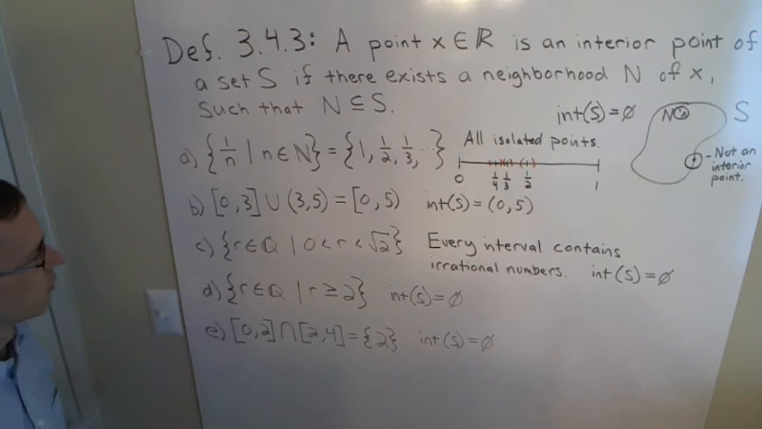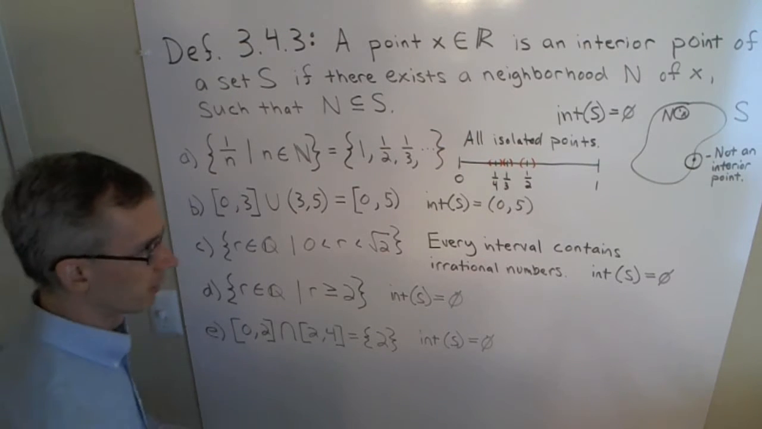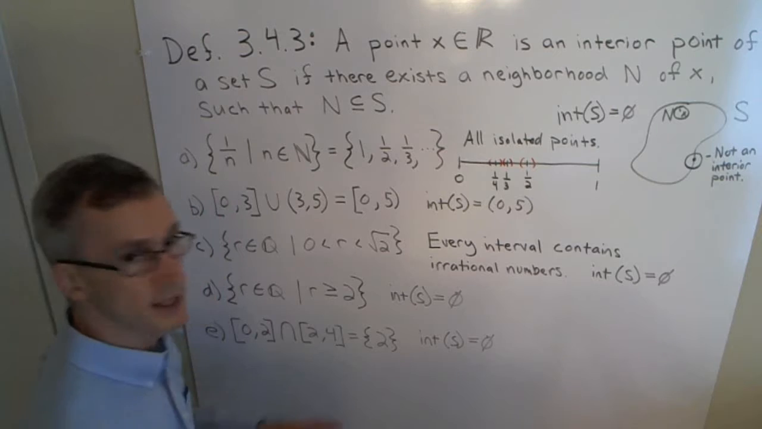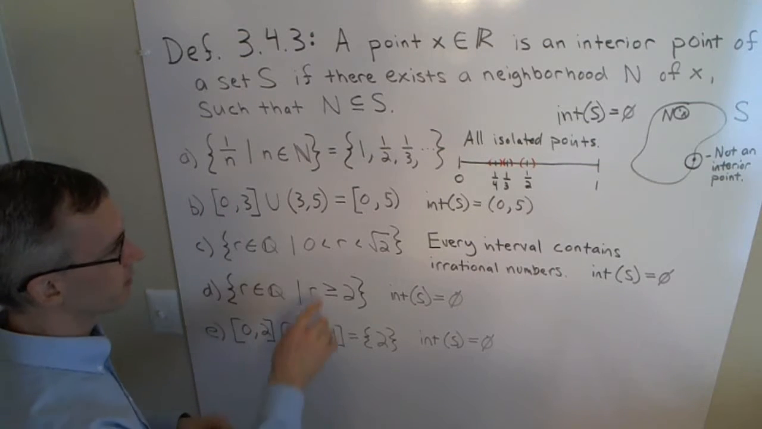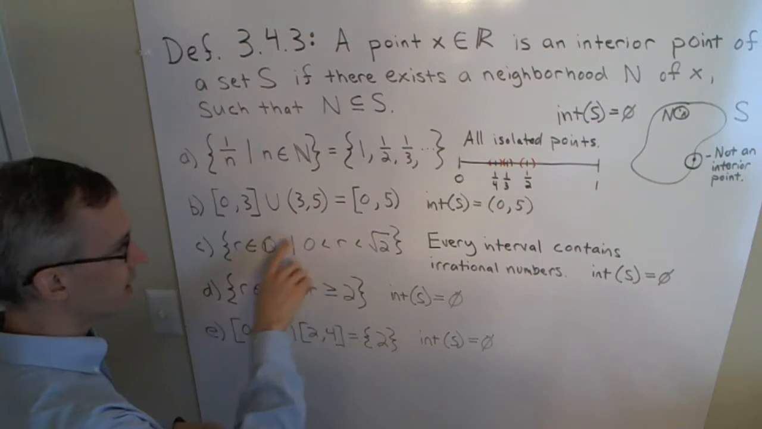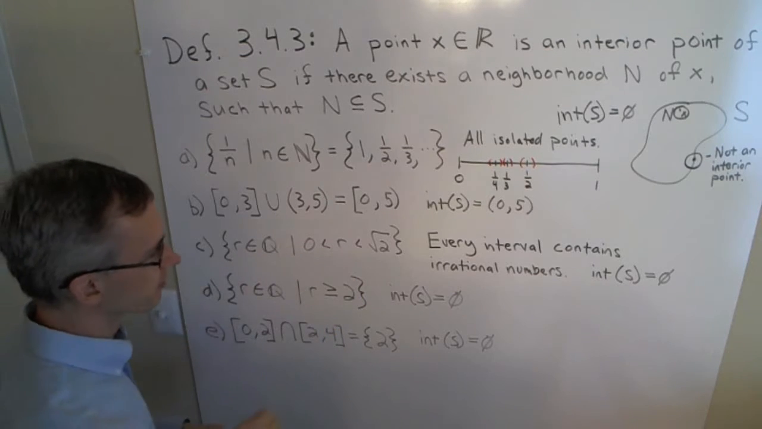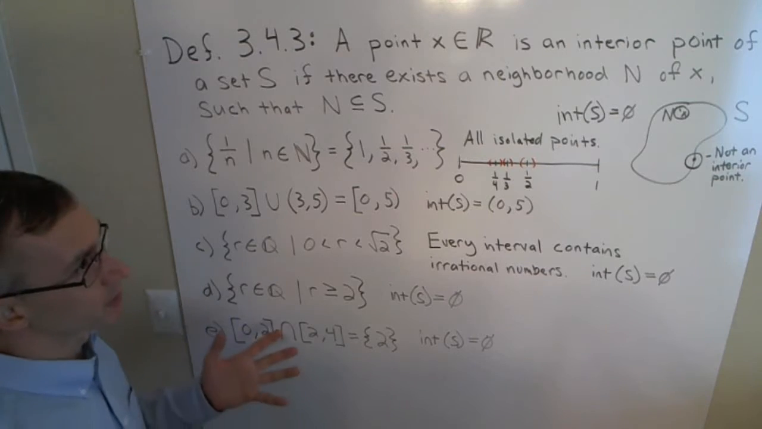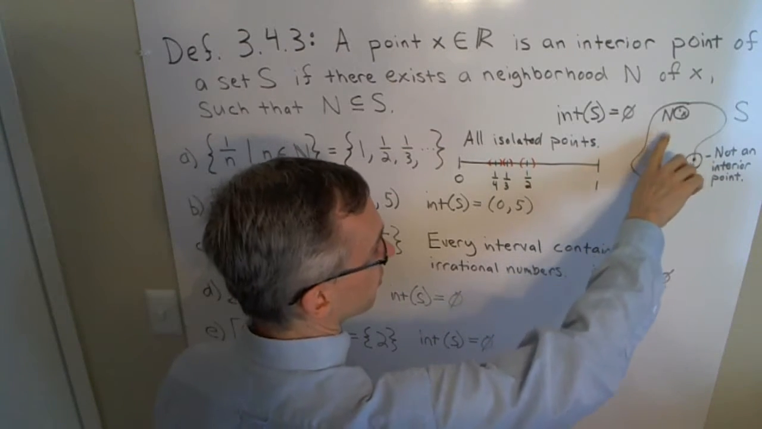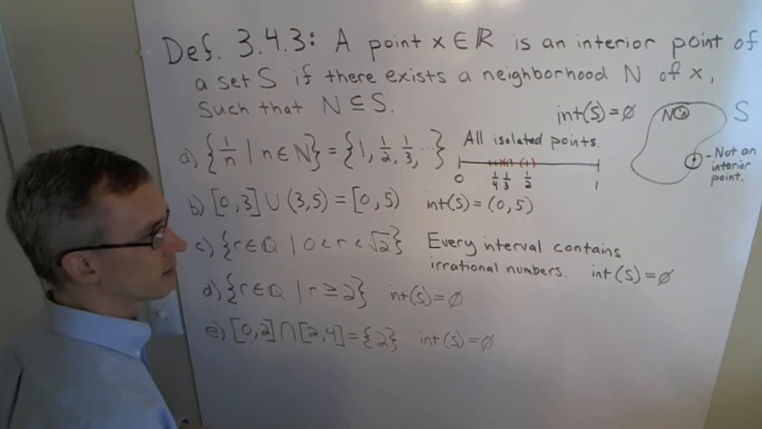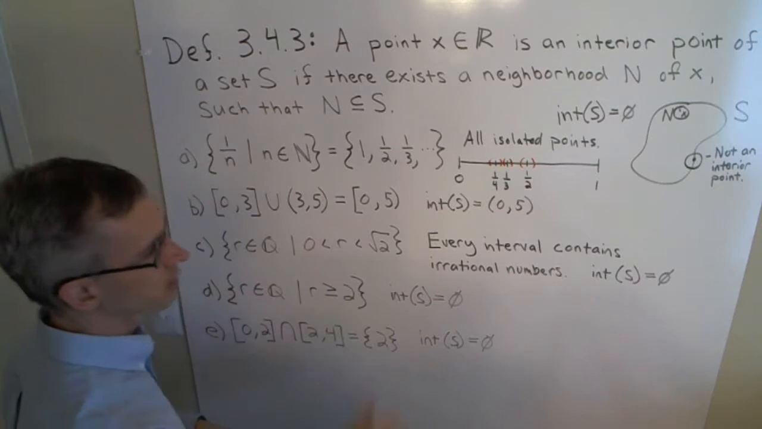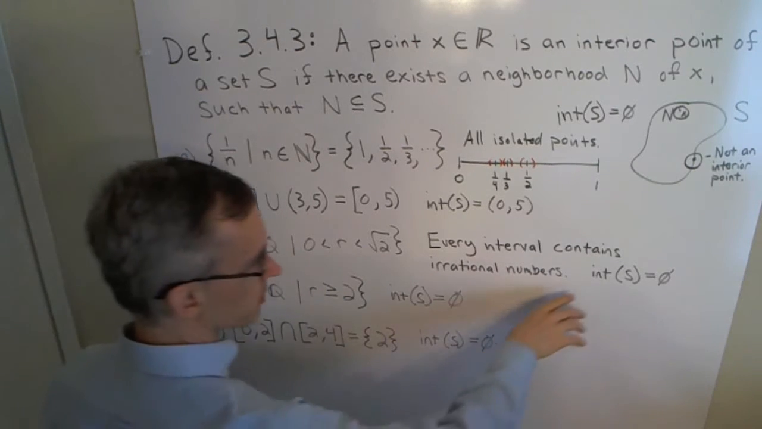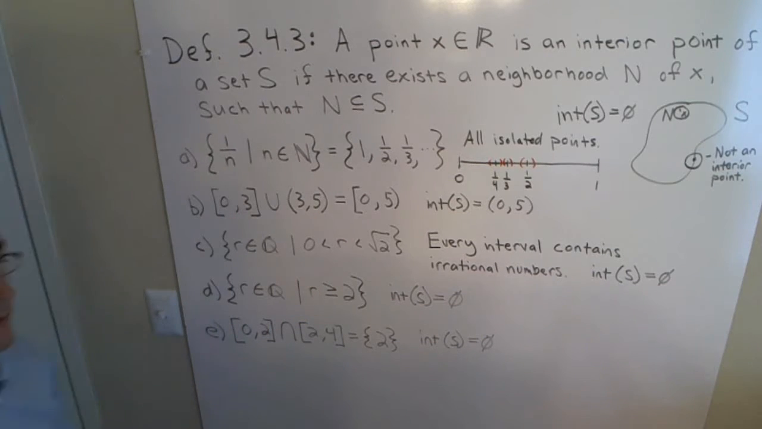In the next one, we have all the rational numbers between 0 and the square root of 2. Now, every interval contains some irrational numbers, so it's going to be impossible to create a neighborhood around any rational number in that interval that doesn't contain some irrational numbers. So those neighborhoods are not contained in the set the way they are in the diagram. Therefore, there are no interior points. So the interior of S is the empty set.